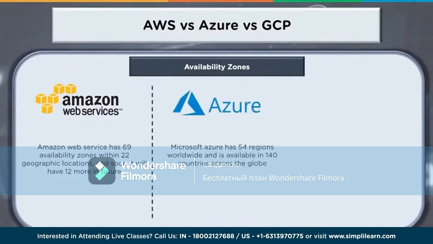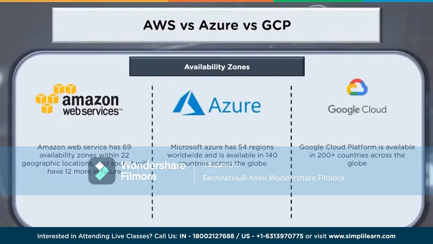When we talk about Microsoft's Azure, it has 54 regions worldwide and is available in 140 countries across the globe. When we talk about Google Cloud Platform, it is available in 200 plus countries across the globe.